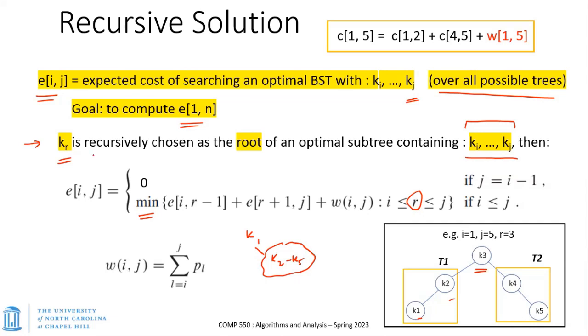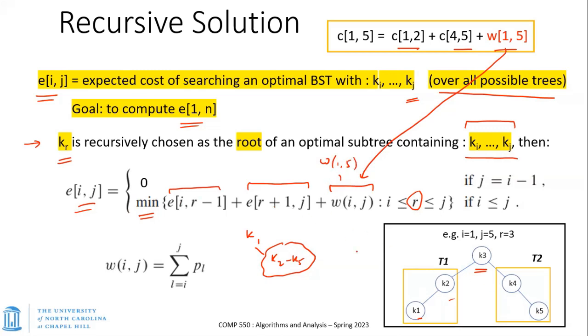Okay, so you can generalize that. So now, basically what we're doing is we're making KR recursively the root. And so if KR is the root, then if you look at this equation, hopefully you can see where this equation is coming from. Okay, so this W1,5 is now sort of being converted into the weights of all the keys from I through J. Okay, because we're looking at I through J. So in other words, if you're looking from 1 through 5, this would be converted into W1,5.